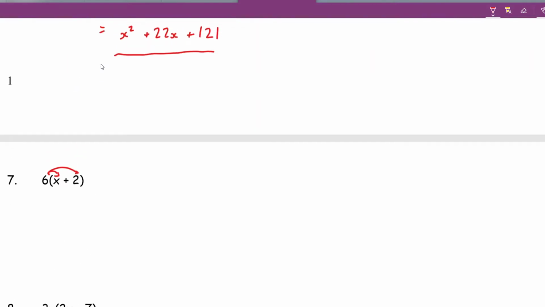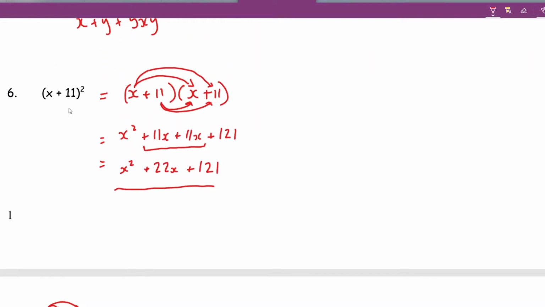Oh, sorry, before I do this, I did say I'll show you a quicker way of doing number 6. The quicker way to do this is you just square x, and then you square this 11, which is 121. And to get the middle term, you always multiply these two terms, so 11 times x, and double it. 11 times x is 11x, double it is 22x. Now, if that was a minus 11, it would be minus 11 times x, which will give me minus 11x, and then double it. But we always double the product of these two.